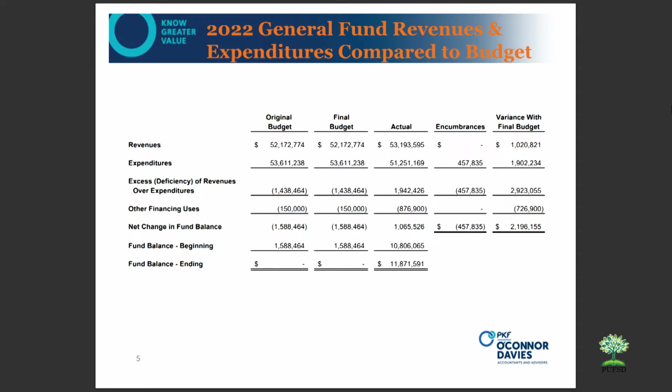But the good news in the actual column, the third number up from the bottom, is not only did you not have to reduce your fund balance, but you actually added just over $1 million to your fund balance. So really a positive variance overall in the last column of about $2 million. So that $1 million surplus for the year gets added to the beginning fund balance, which started the year at $10.8 million, and so the district ended the year with $11.8 million in its fund balance.